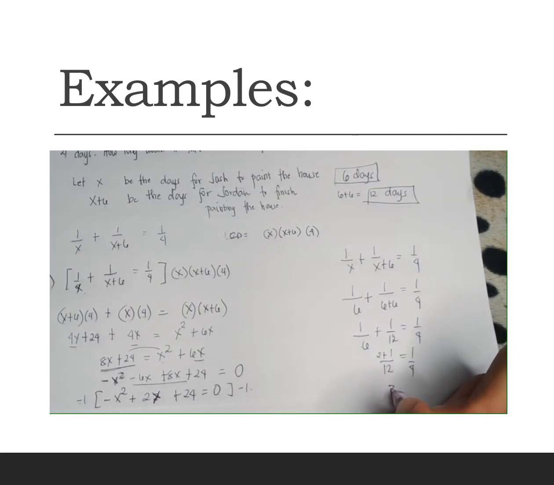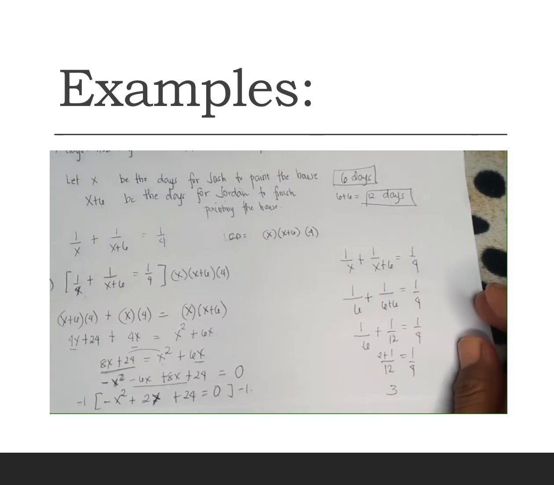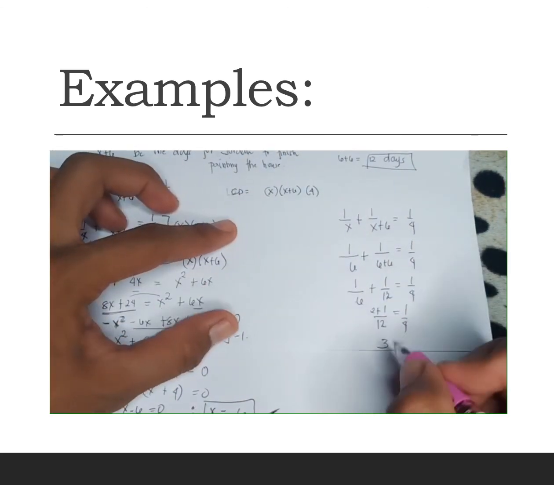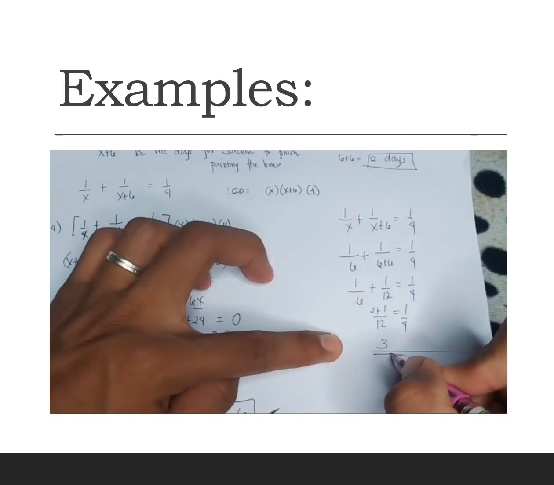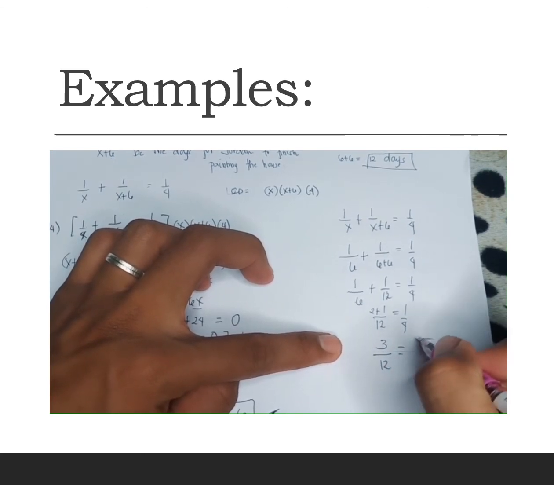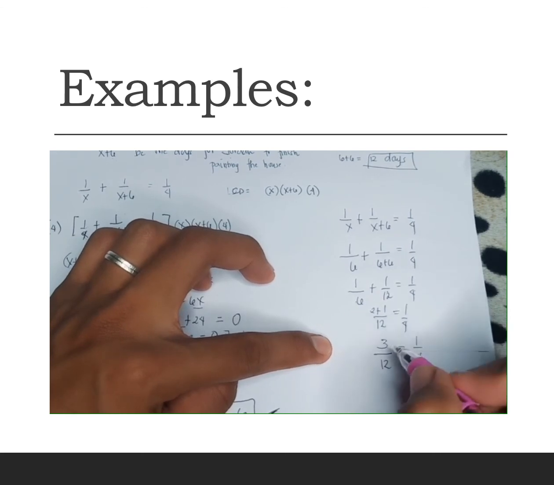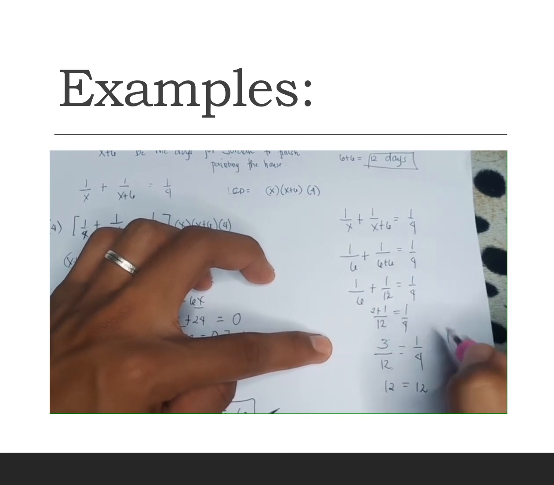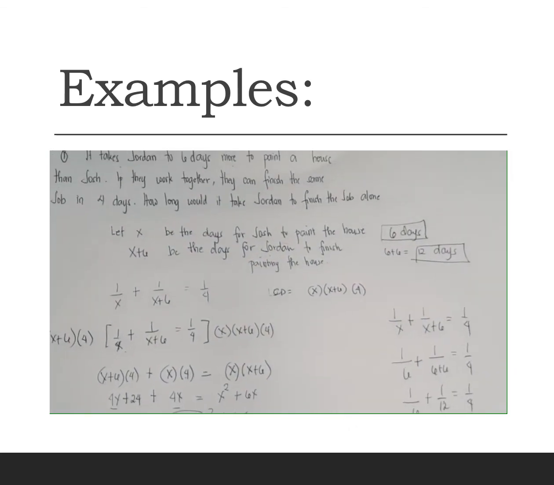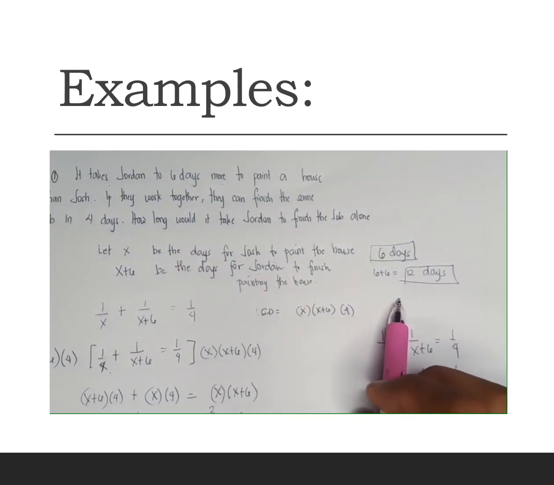So we have now 3 over 12 is equal to 1 over 4. Are they equal? Let's see. 3 times 4 is 12. 12 times 1 is equal to 12, using cross multiplication. Are they equal? Yes, so therefore, our answers 6 days and 12 days are correct.